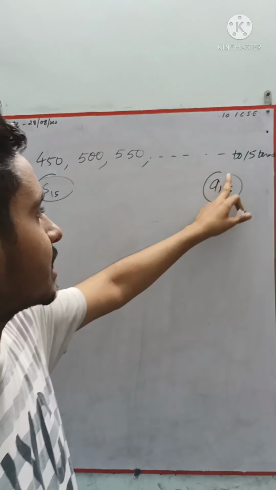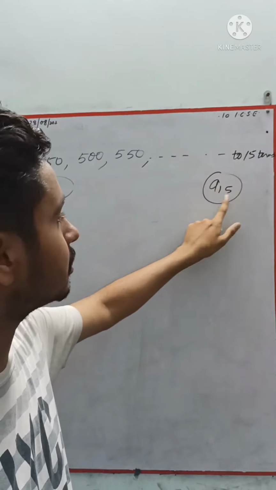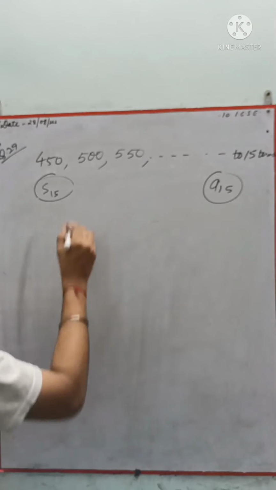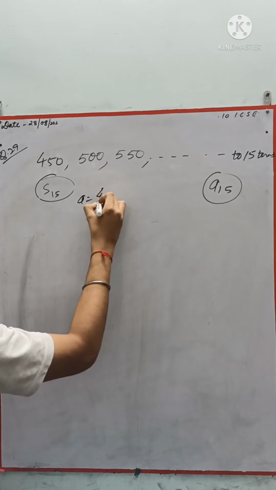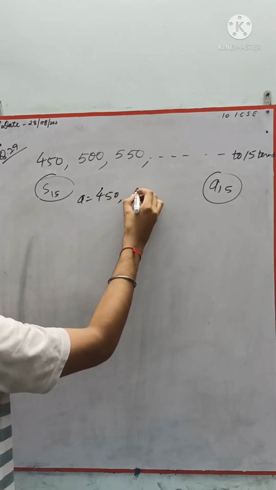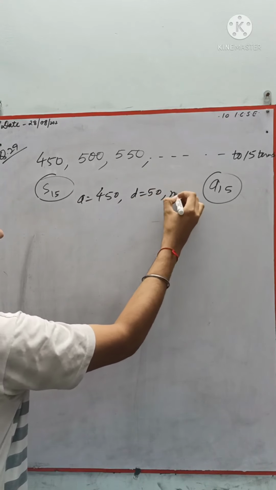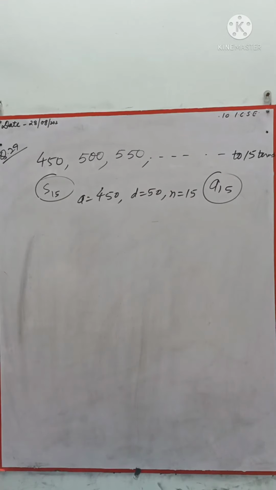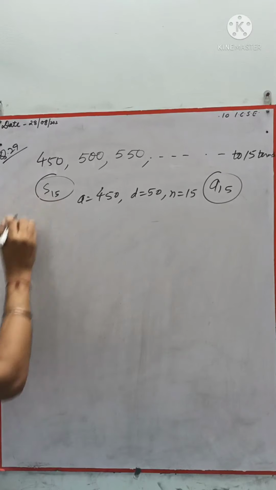Her last installment will be the 15th term, so that is A15 we have to find. These two things we have to find, and we are given the first term A as 450, D is 50, and N is 15. So these things are given. Now we have to find S15.